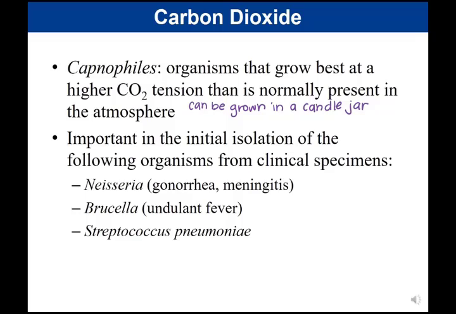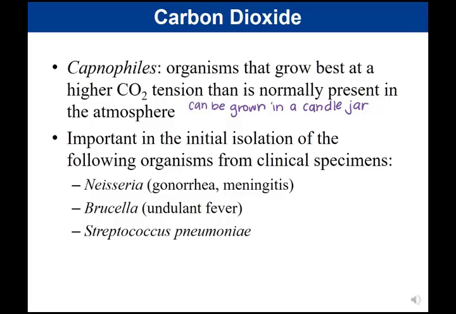If you recall in lab, we used our anaerobic jars, and in those jars we put the anaerogen chemicals, whose job was to reduce O2 to water, and that's what made the jar anaerobic. In the case of a capnophile, we don't need to get rid of all O2, but we need less O2 and more CO2. That can be achieved by putting a candle in the jar. The candle is going to utilize some of the oxygen and produce some CO2, creating the ideal environment to culture a capnophile.